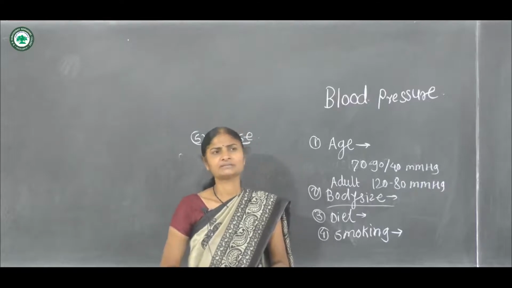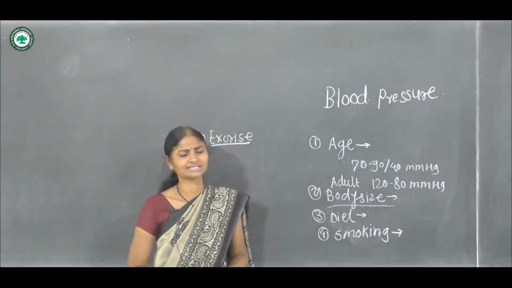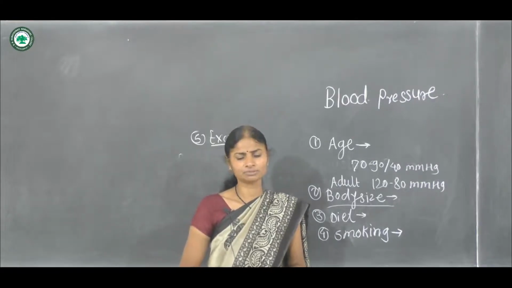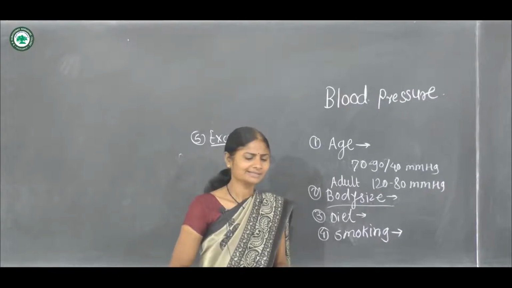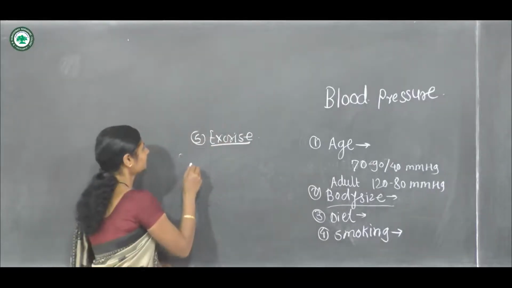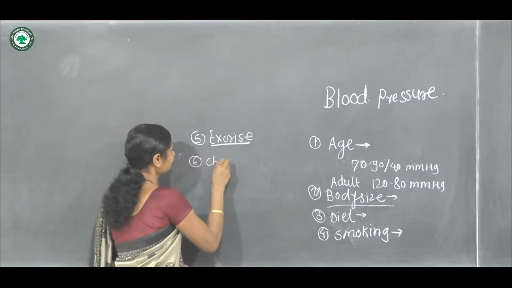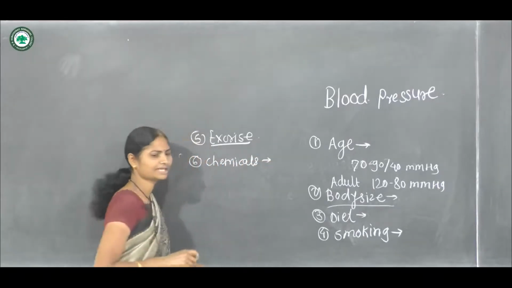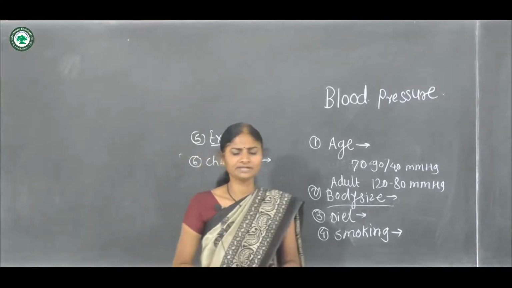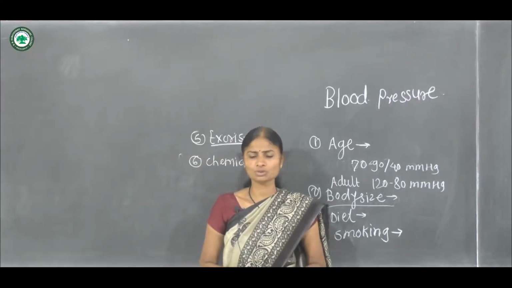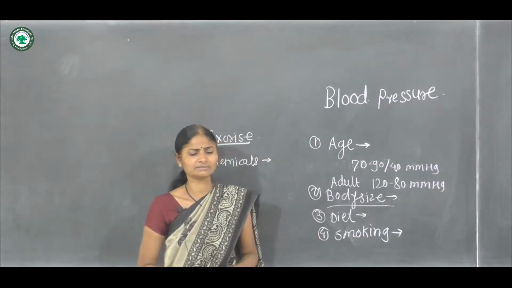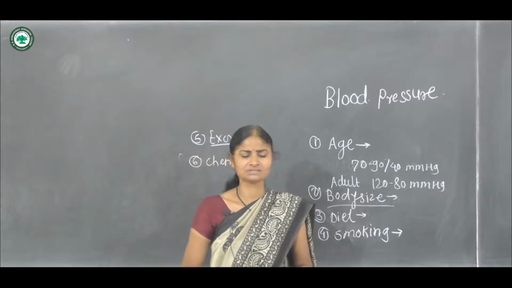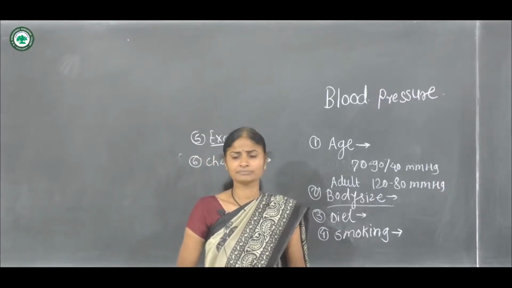Medication: certain medicines, such as antihypertensive drugs, have a greater effect on the blood pressure. And the last point is chemicals. Different chemicals such as antidiuretic hormone ADH and epinephrine cause vasoconstriction, thus elevating BP, and histamine causes vasodilation, thus decreasing BP.